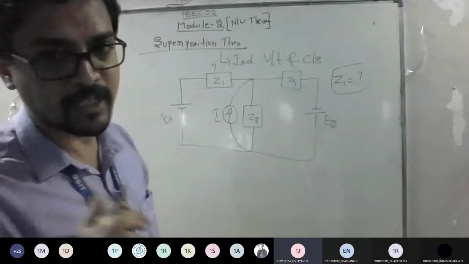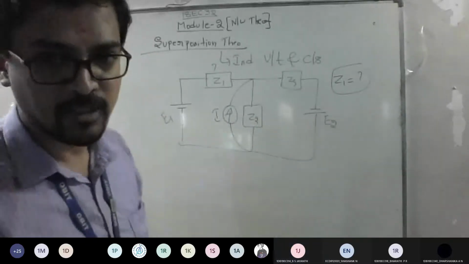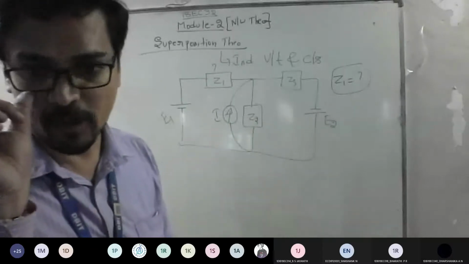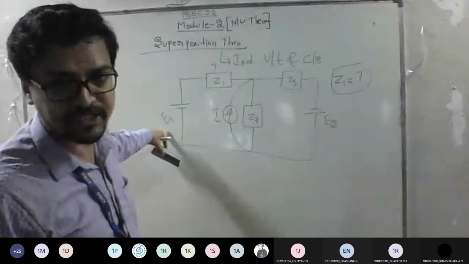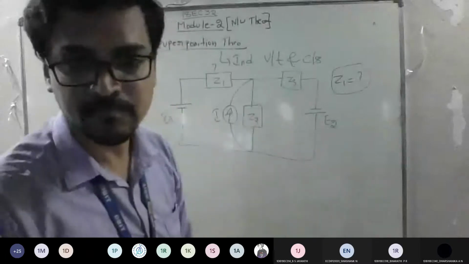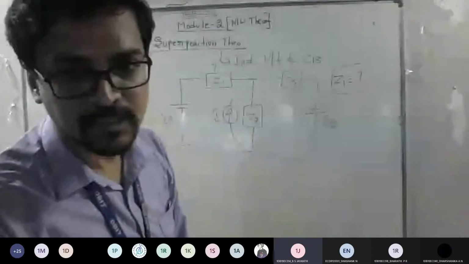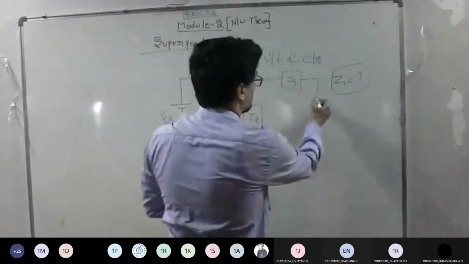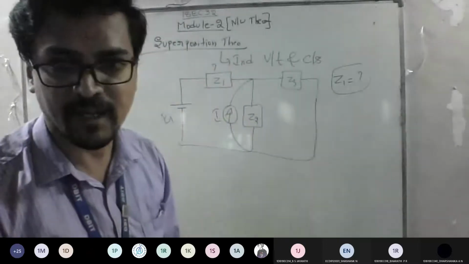So now tell me, if I apply that logic to this network. E1, E2 and this current are the sources we have. If I make E1 active, what will happen to E2? It should be deactivated. It means it should be short circuit. So I am going to replace that source with a wire. Is it fine?